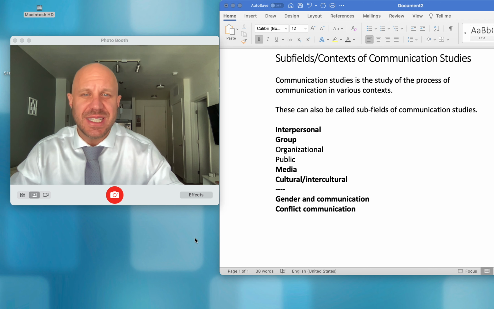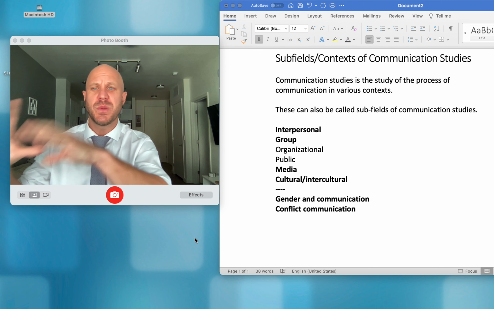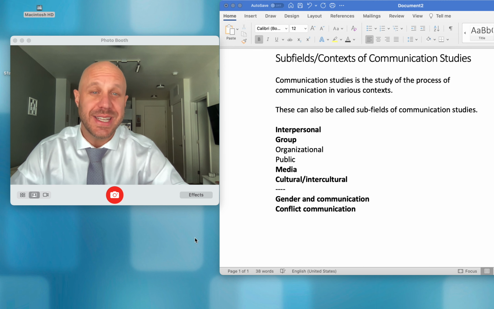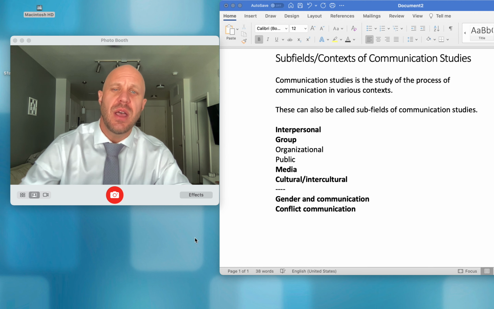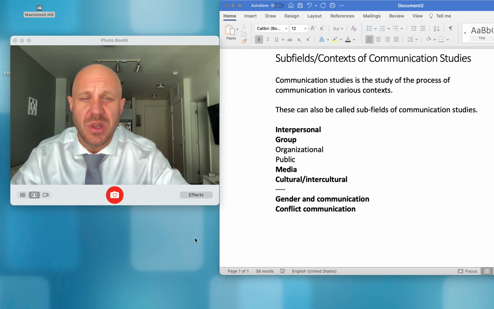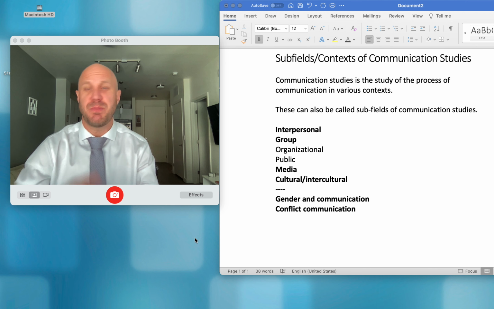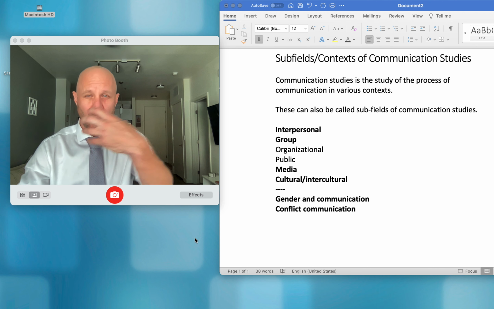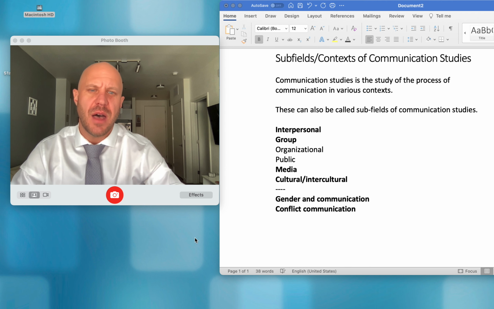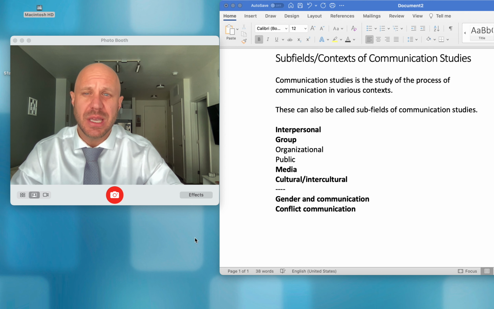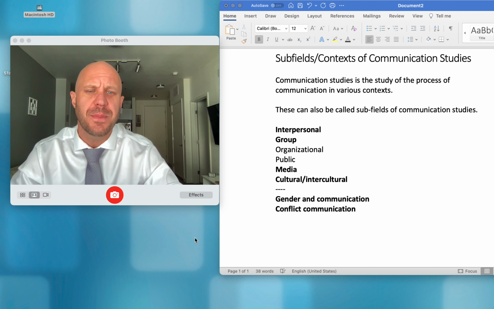Below that, we have organizational communication, an even larger group, right? You have several different groups organized into one organization. How does that communication work? A communication scholar in the subfield of organizational communication would ask that question. Public communication is public speaking, and that deals with one person talking to a large audience of people. We might put rhetoric within public communication here, but public communication is the study of public speaking in particular.